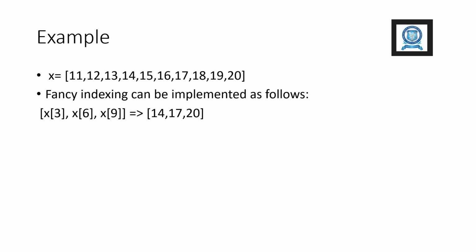Here is an example. The x array consists of values 11, 12, 13, 14, 15, 16, 17, 18, 19, 20. Fancy indexing can be implemented as follows. That is x of 3, x of 6, x of 9. Only the elements in the positions 3, 6 and 9 will be printed. That is, the values are 14 in the third position, 17 in the sixth position and 20 in the ninth position. So 14, 17, 20 are printed.